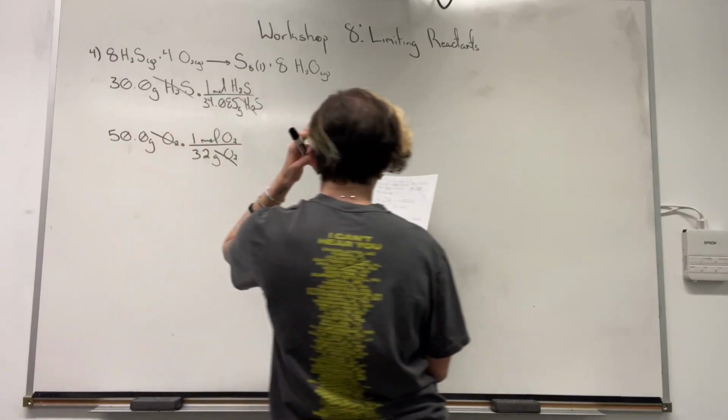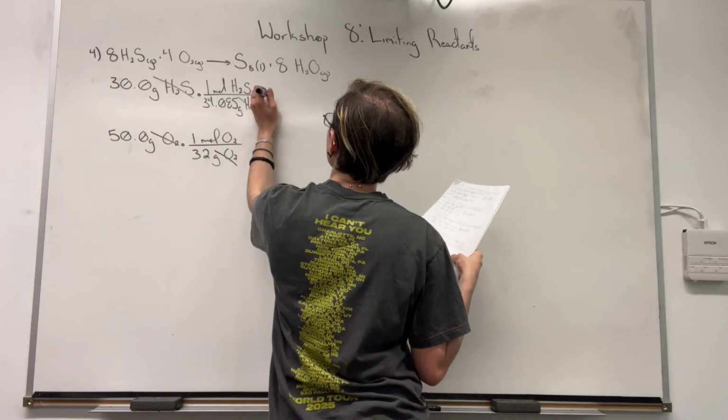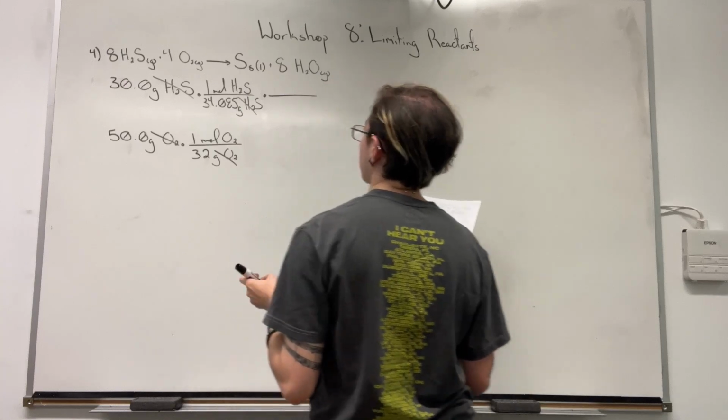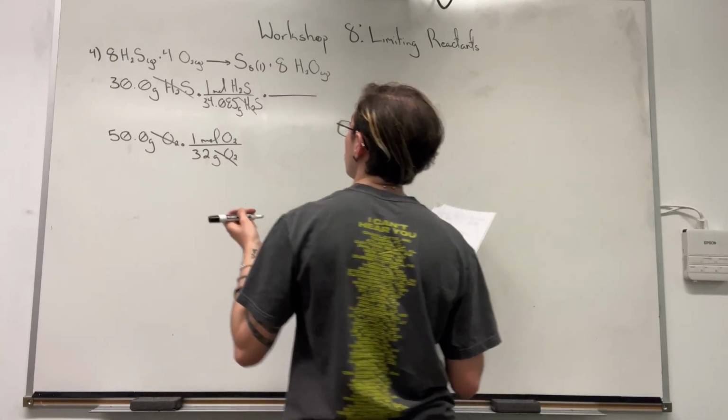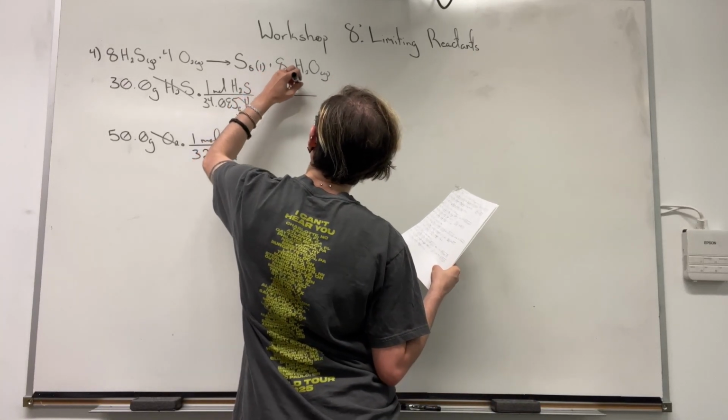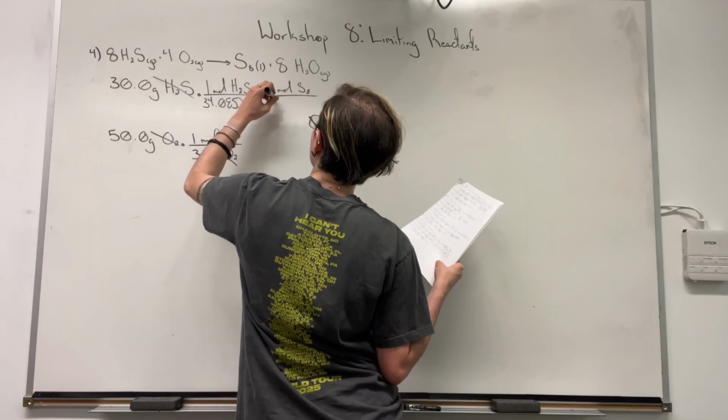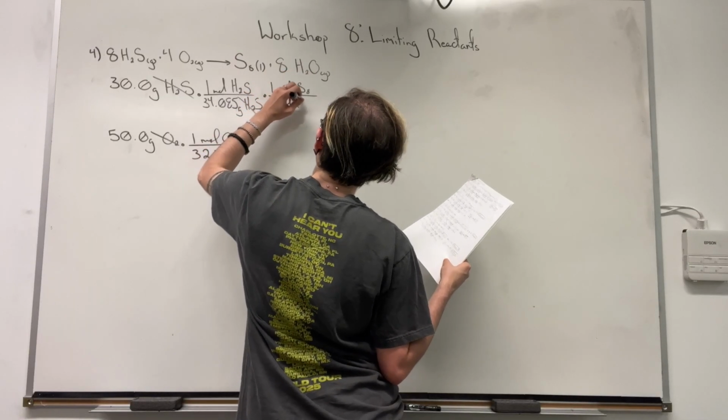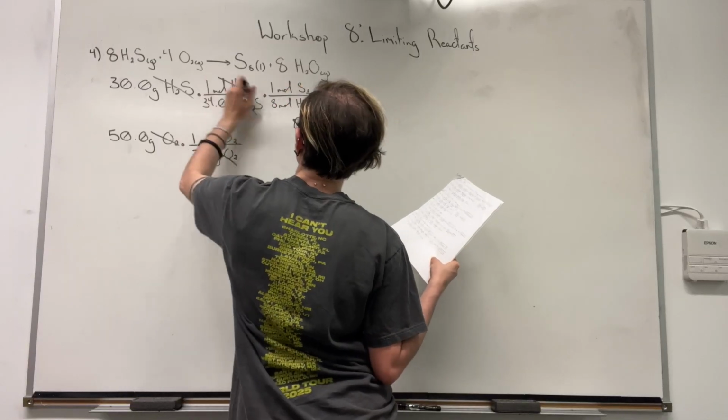Now starting with our hydrogen sulfide, the ratio between hydrogen sulfide gas and sulfur is 1:8. 1 mole of sulfur is made using up 8 moles of hydrogen sulfide gas.